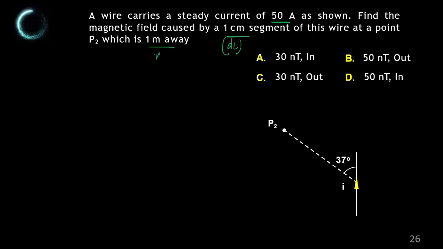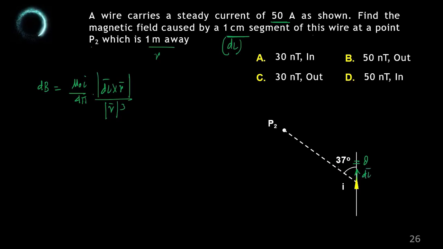So I can apply the Biot-Savart law to calculate the magnetic field at point P, that is dB. dB is how much? μ0 I by 4π into the magnitude of dl vector cross r vector divided by r cubed. Now what is dl? dl is 1 centimeter. What is r? r is 1 meter. And theta is what? Theta is the angle between dl and r. So these are the dl vector and the r vector, and the angle between dl and r is theta. So theta is 37, and we take sine 37.